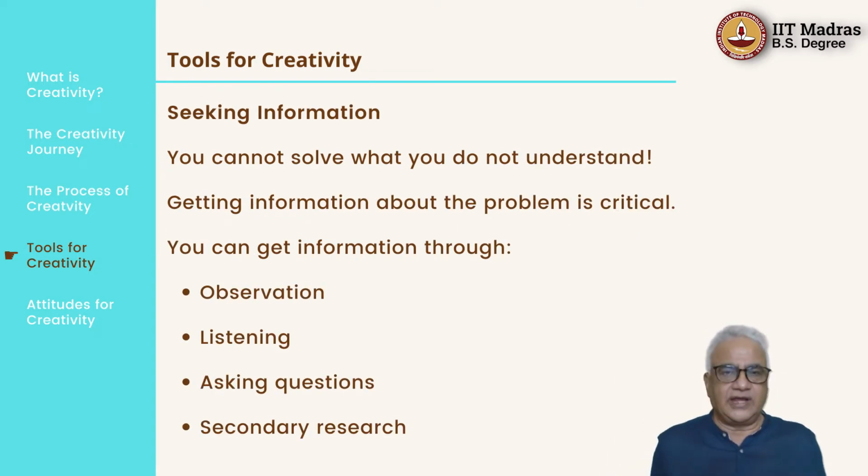These are the ways in which you get information. Observation, listening, asking questions. Secondary research means something that you do all the time, right? Googling. So, I have purposely put seeking information under tools because I want you to understand that it is very, very important. Tools means you can't do much without tools, right? That's why. You can't do anything in creativity without information.